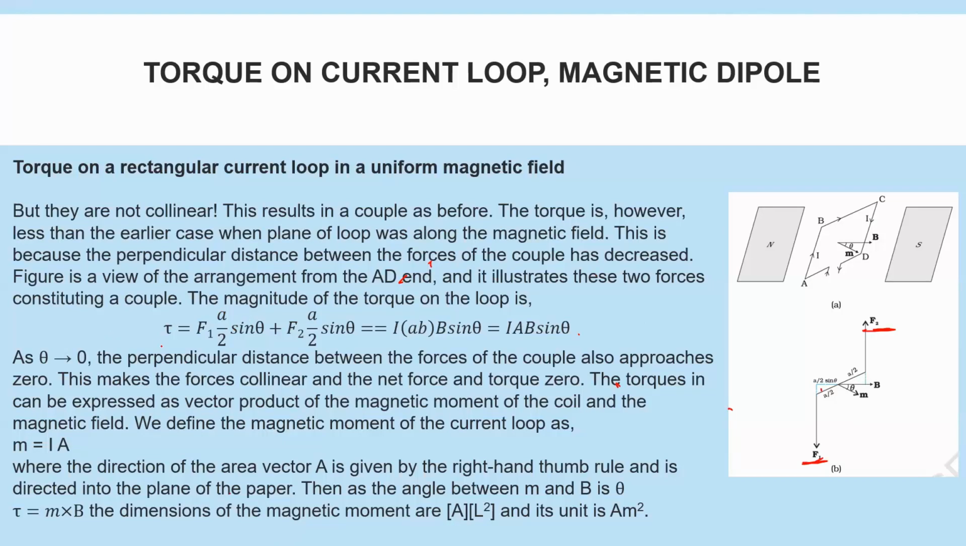So again we find the magnitude of the torque with respect to F1 and F2. Now since we have a theta component, we put in sine theta. So what you are left with is IAB sine theta.